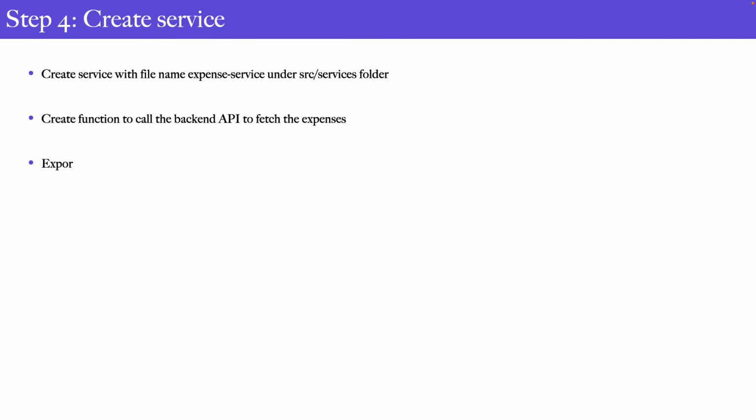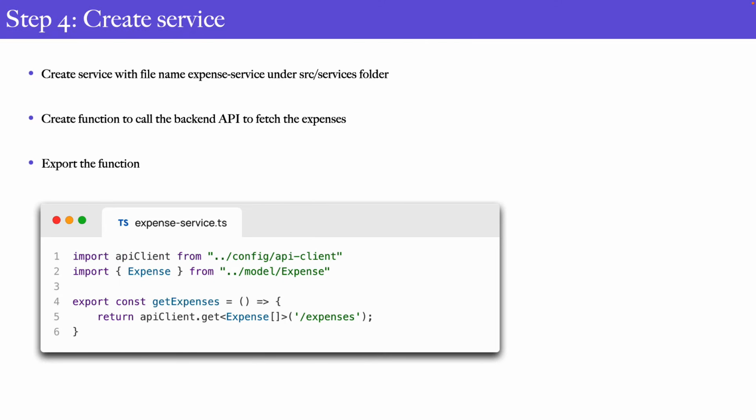And the fourth step is to create the service. In React, we will create services to make the HTTP calls. We will create the service with the file name expenseService under the services folder. These service files contain the JavaScript functions to make the backend API calls. In our case, we are going to create a single JavaScript function which is getExpenses. Basically, we will create an ES6 function, and inside that we are going to make an API call.